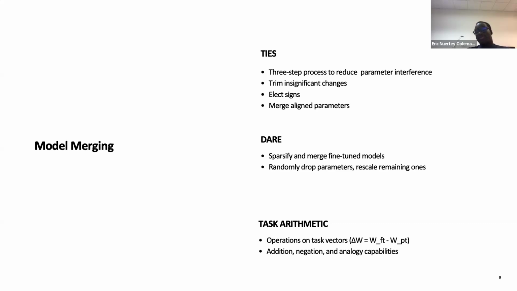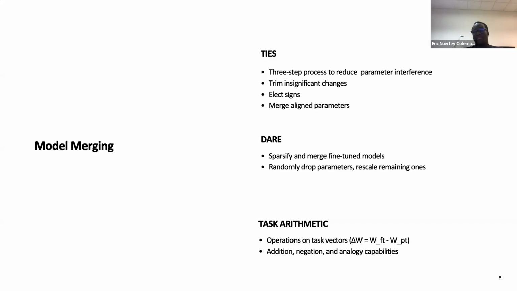So it randomly drops a huge portion of the model's parameters. And then they rescale it with a scaling term. And then they merge the models. And the last one we have is task arithmetic, which is pretty straightforward.